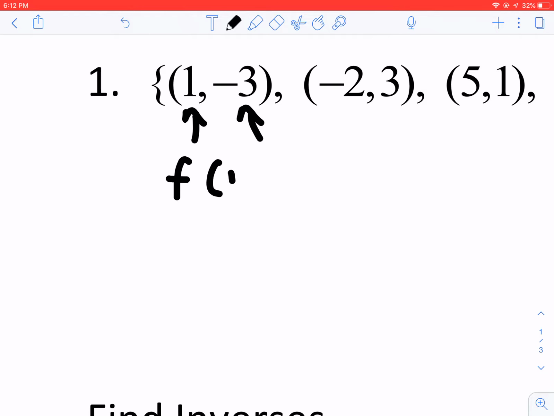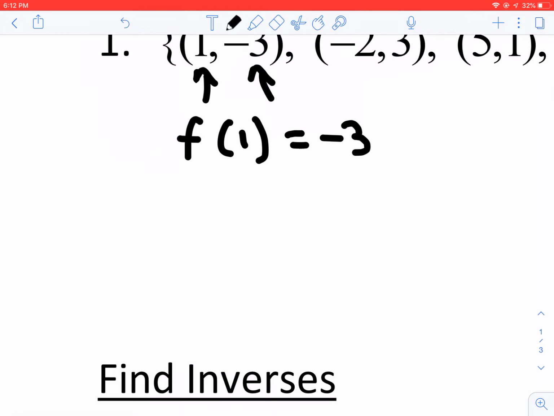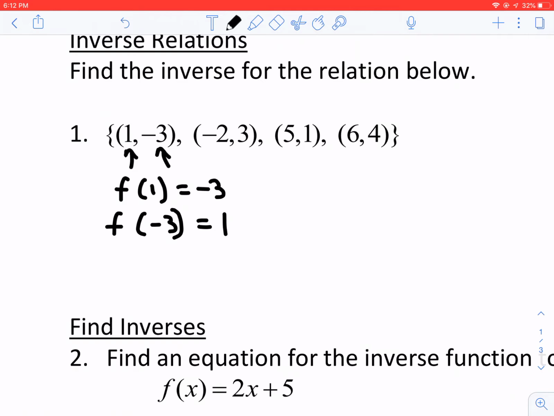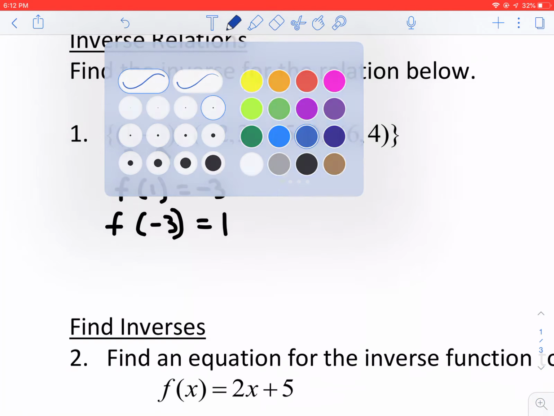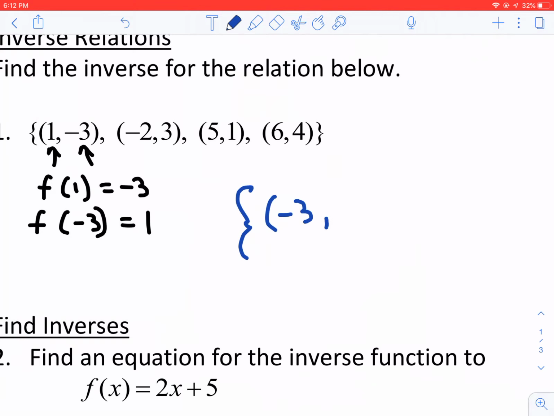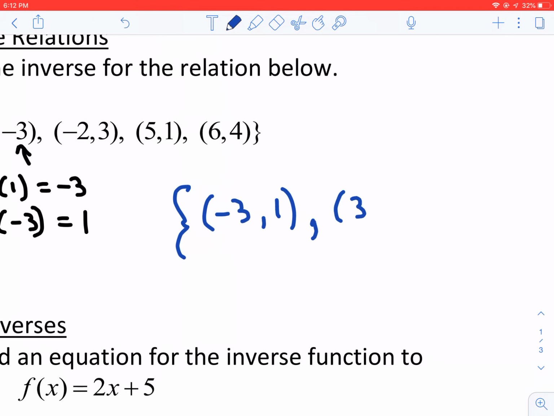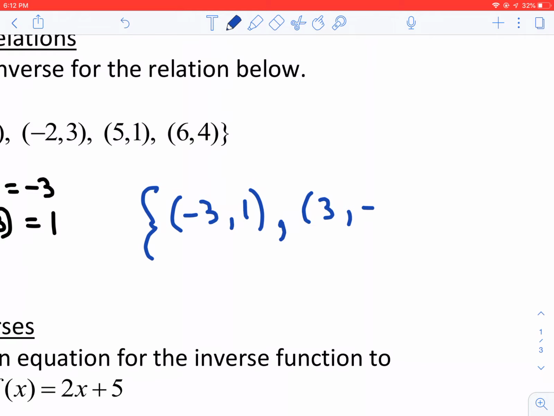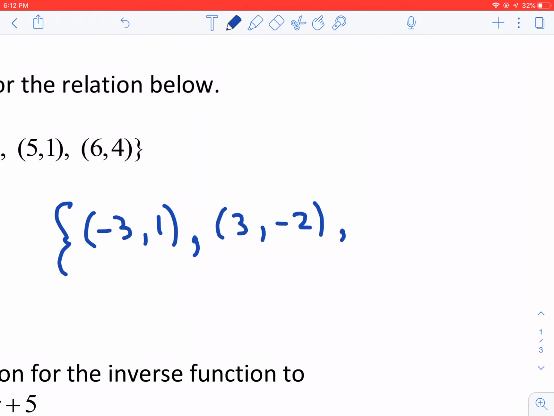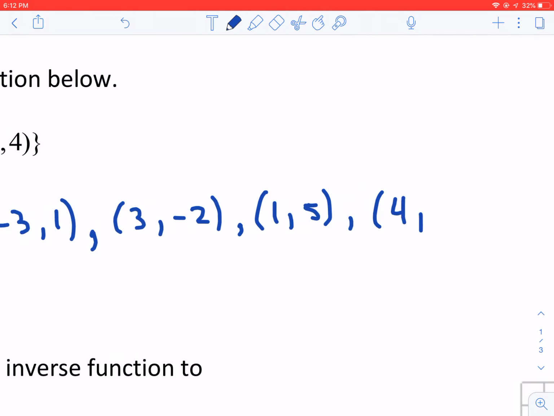And this function, if I input a 1, I get out a -3. So that means in the inverse function, if I input a -3, it should give me back out a 1. So the inverse to this relation over here is literally just going to be the same points except flipped. So instead of -2, 3, it's going to be 3, -2. 5, 1 will become 1, 5. 6, 4 is going to become 4, 6.